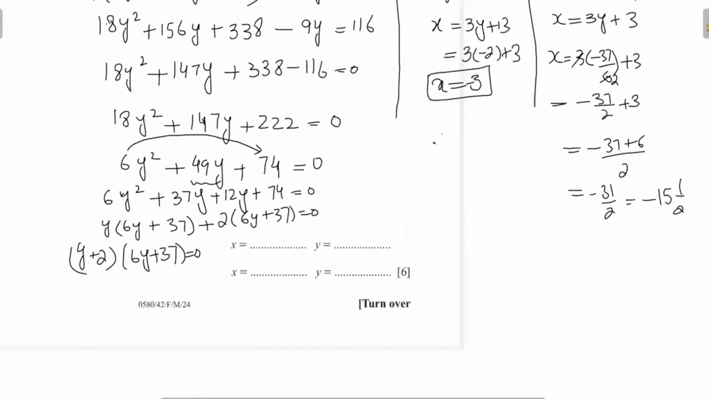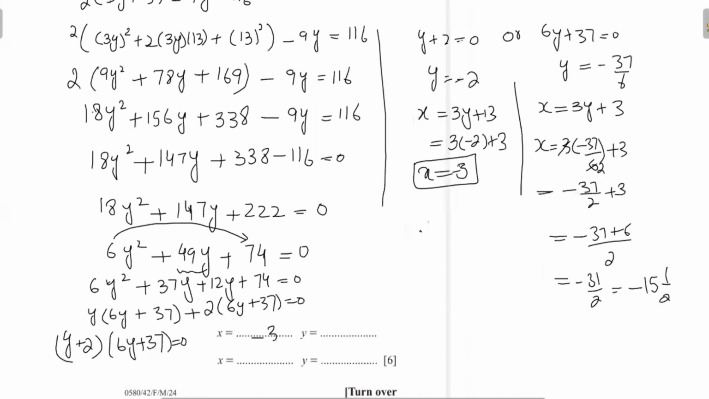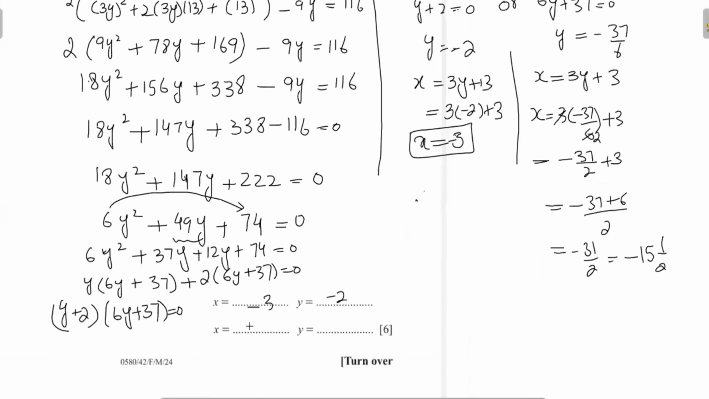You see here when the value of x is minus 3, the value of y here is minus 2. And the next value of x is minus 37 over 6, and the y value will be minus 15 1 over 2. This is the answer.